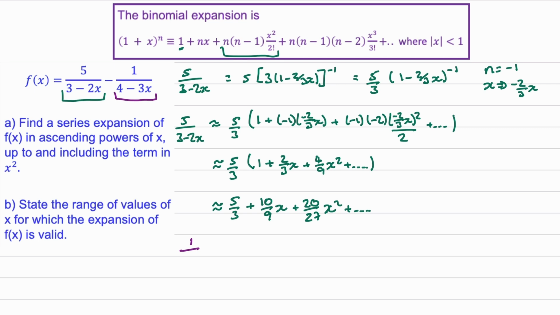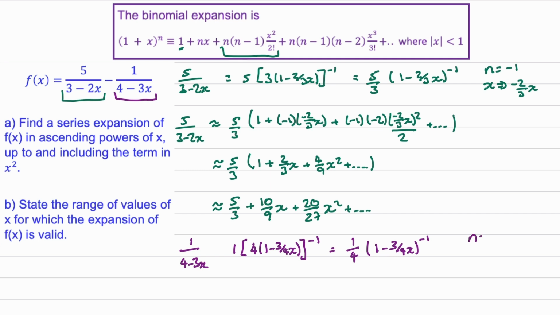We have 1/4 minus 3x, and we need this to be a power, and we need to factor out the 4 to give us the constant of 1. So we'll have 1 multiplied by the 4 times 1 minus 3/4x, all raised to a power of -1. Then we'll expand out this power of -1. So we'll get 1/4 to the -1, or 1/4, multiplied by 1 minus 3/4 of x, to the power -1.